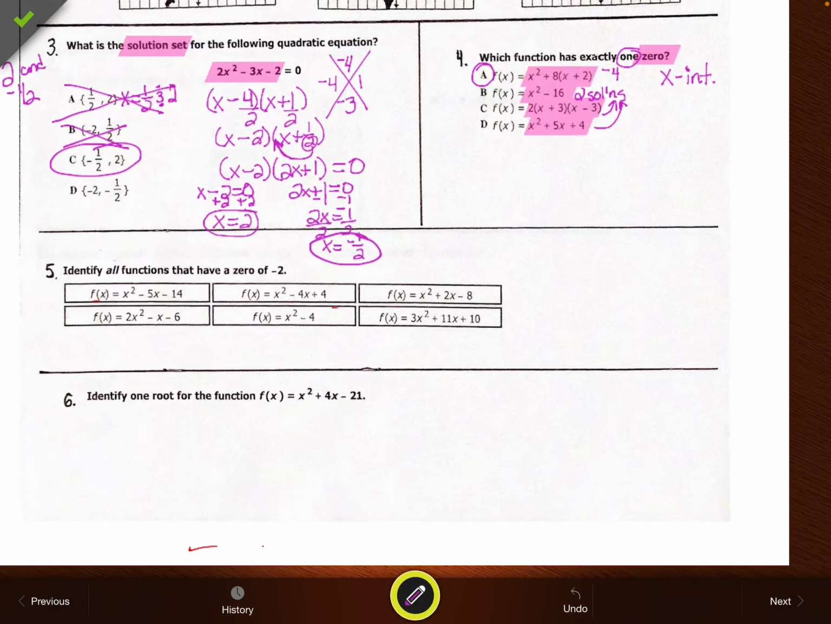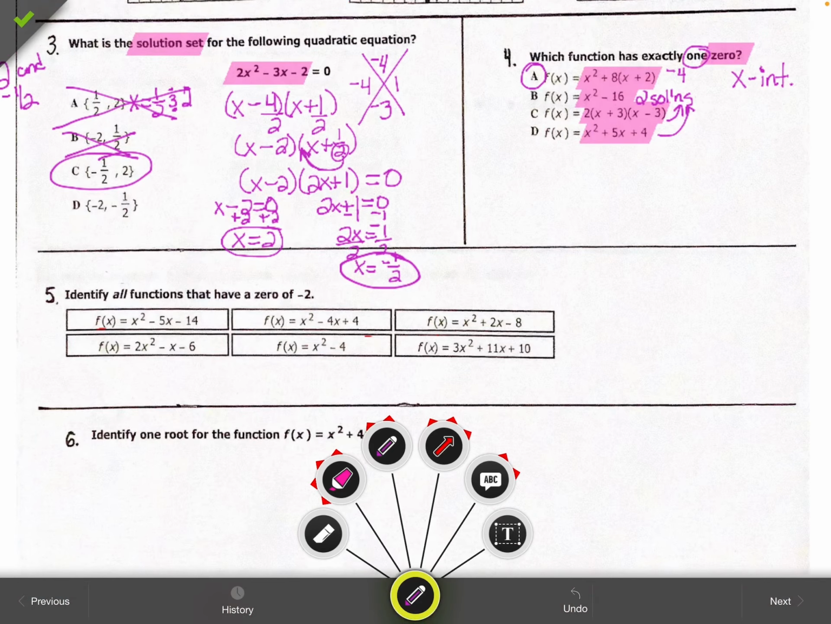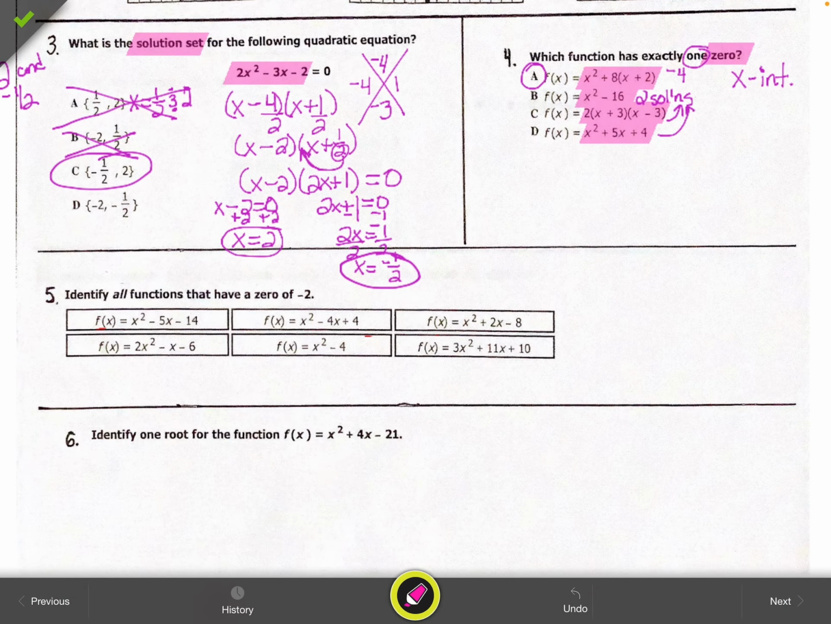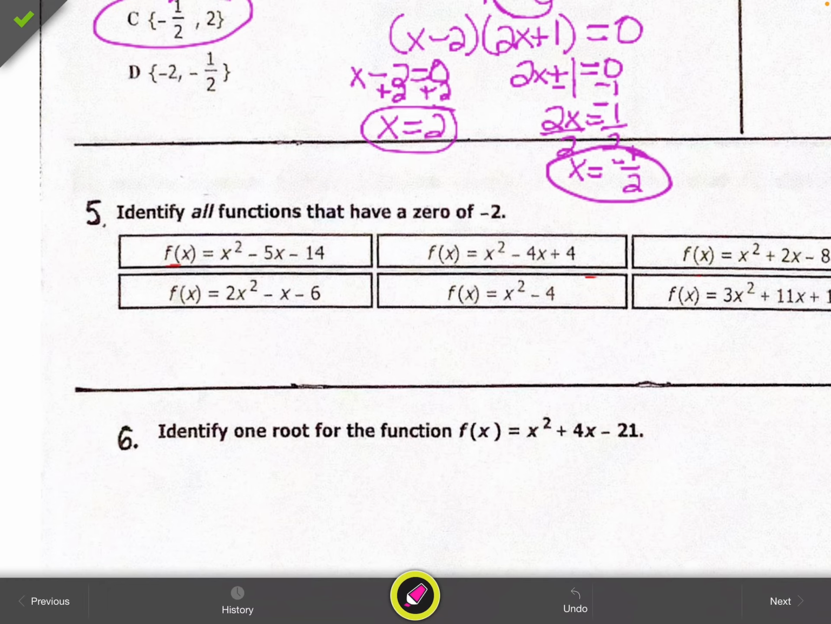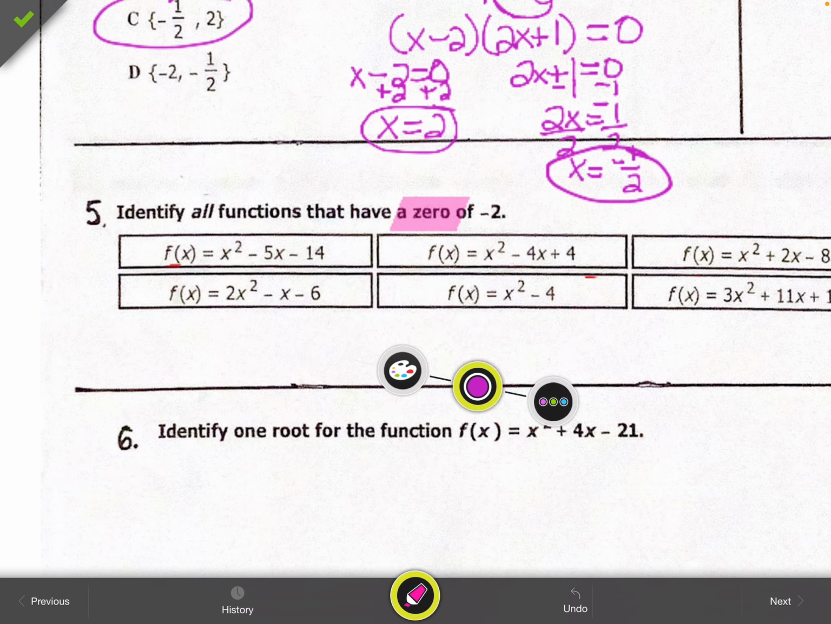All right, number 5. Identify all functions that have a 0 of -2. So again, it's nice that they're talking about functions. We see the squareds. We know they're quadratics. We know when we graph, we should get a U shape. What we're focusing on is that keyword right there. As soon as they say that, it's an x-intercept. So they want to know which of these, and there's 6, has an x-intercept of -2. Which graph crosses at -2?